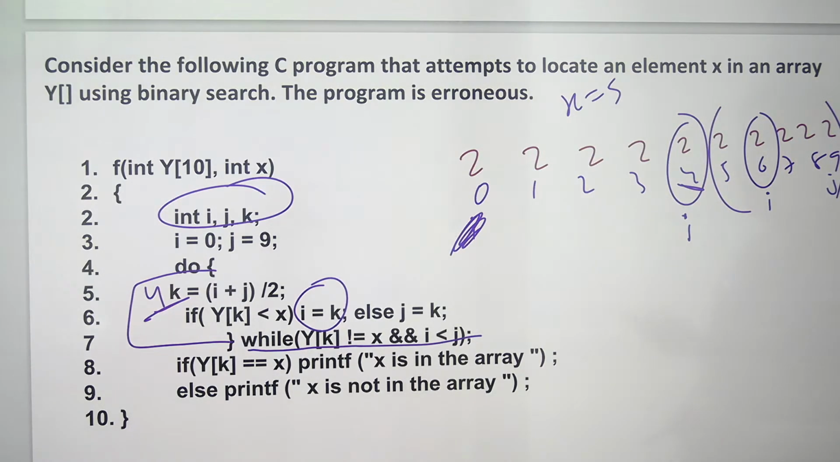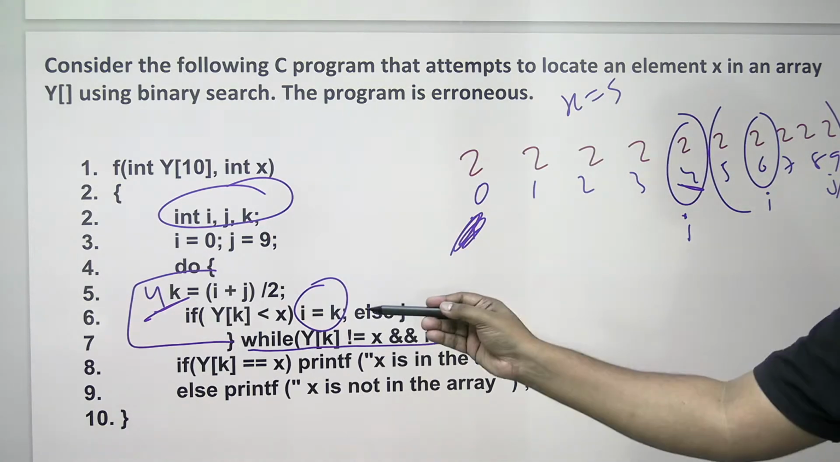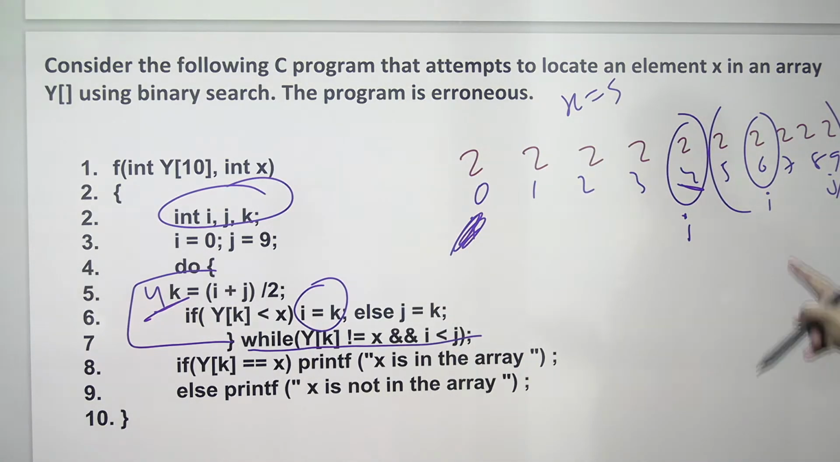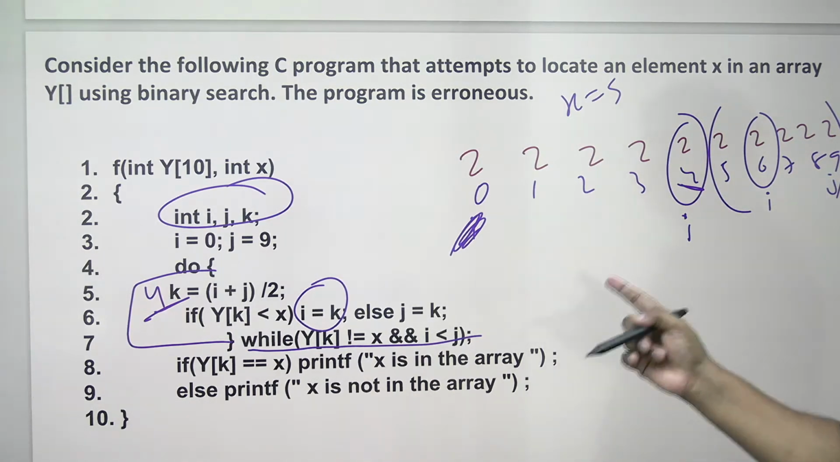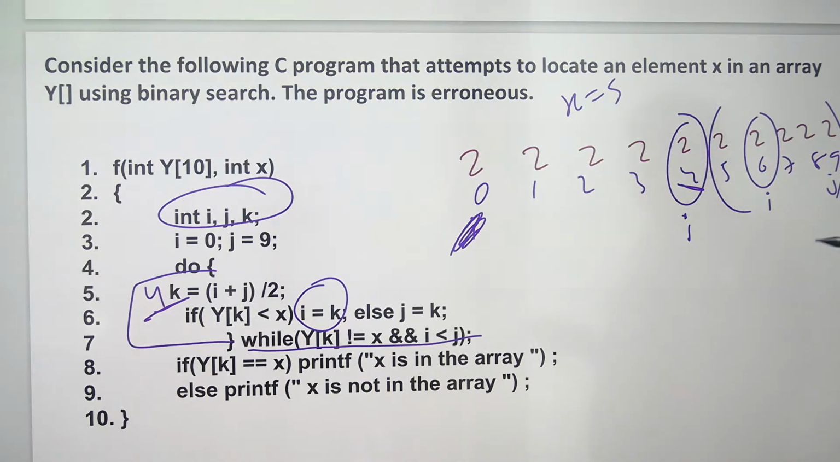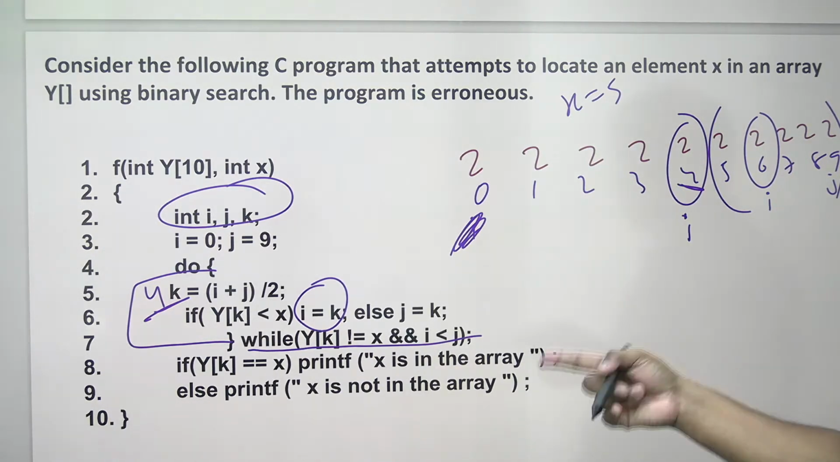i is equal to k. Fine. Same story. Else j is equal to k. Again the while condition. What is the while? y of k, y of 6 is 2. 2 not equal to x, condition true, and i less than j. i value 6, j value 9. 6 less than 9, condition true.